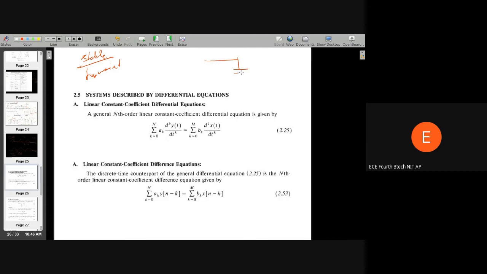What is meant by stable and transient? See, this circuit, let's put RC. Stable means if you keep it on, no current is going to flow. This is stable. But initially, it was not like this.